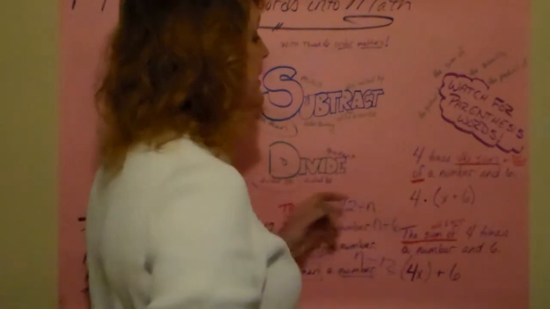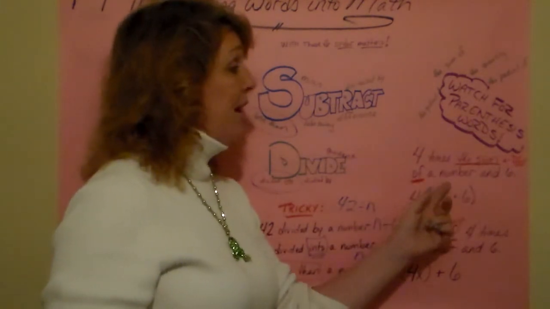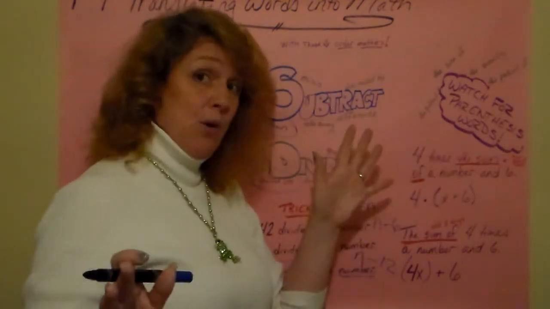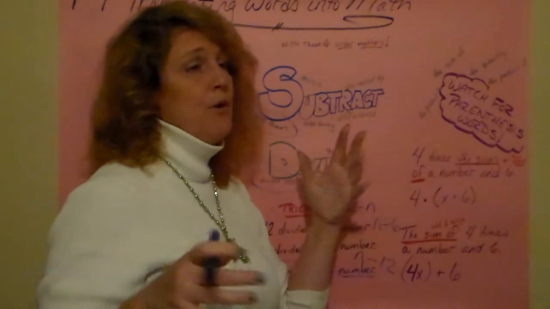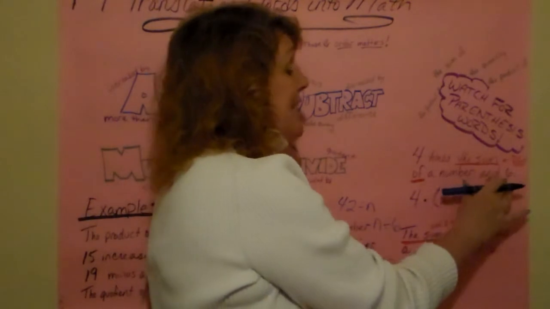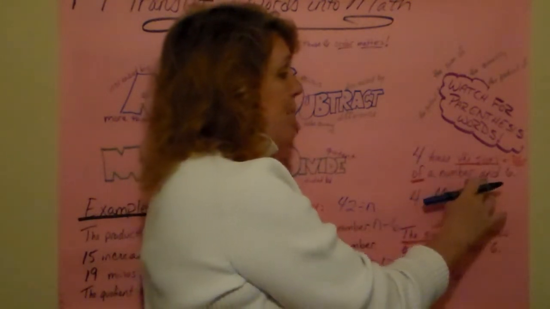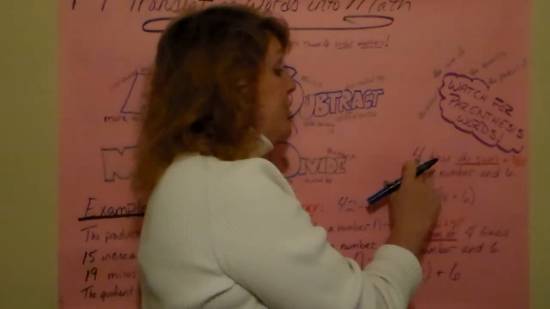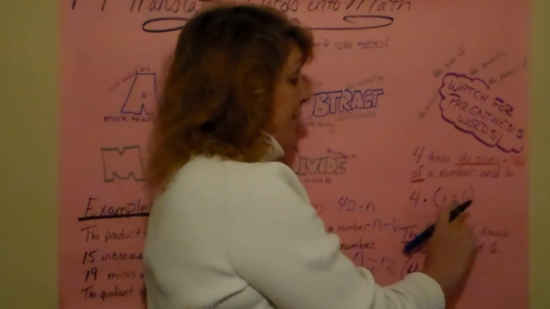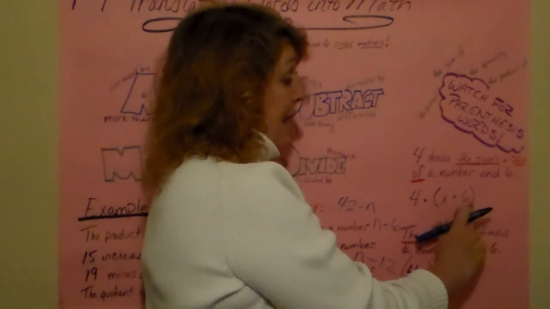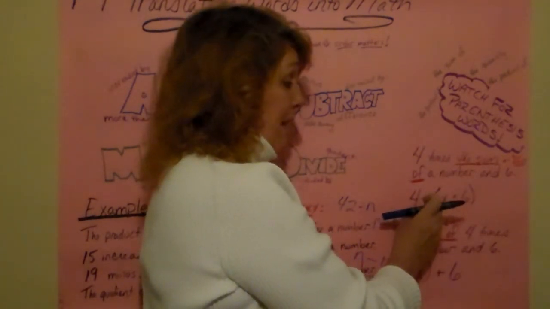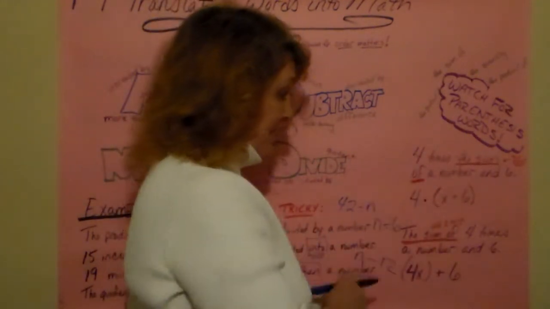So check this out. This is 4 times the sum of a number and 6. So here, what they're doing, they've actually got 3 things going on here. 3 different sets of numbers, and one of them is a variable, but that's okay. 4 times the sum of a number and 6. So we want the sum of a number and 6 first. And then we're going to multiply 4 times that. So 4 times the sum of a number and 6. A number and 6. And we're going to add them. And then we're going to take that whole thing and we're going to multiply 4 times that number. That's what this says.